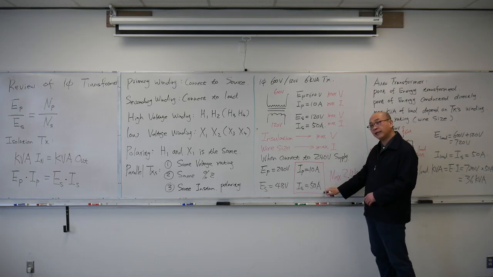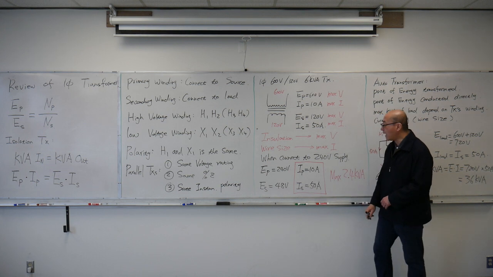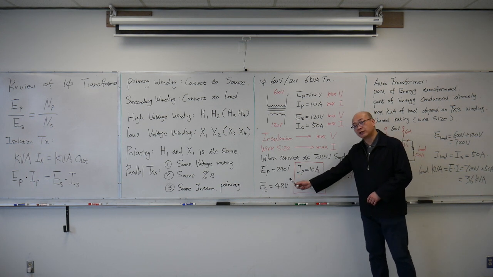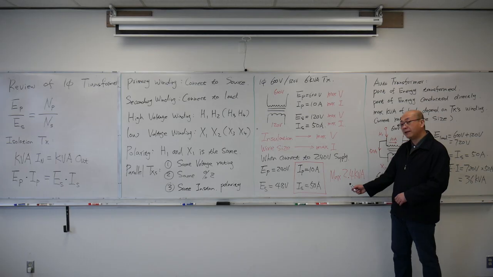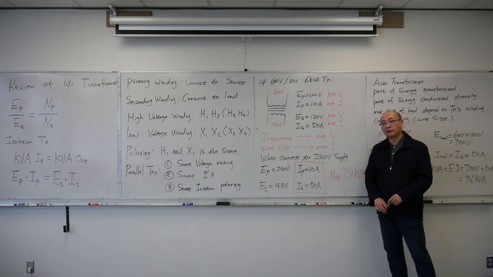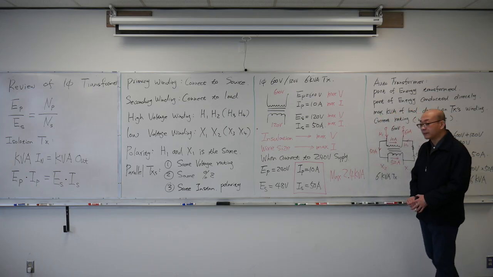The secondary winding will only be able to handle 50 amps. So if we calculate at this voltage, the maximum kVA will only be 2.4 kVA. That's a very important idea you have to know, otherwise you will make a mistake.